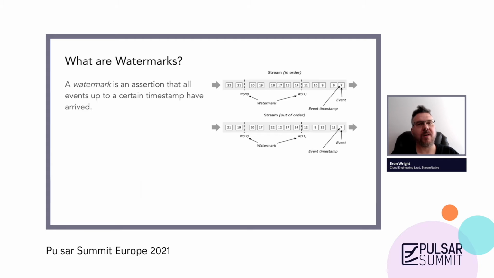Simply put, a watermark is an assertion that all the events up to a certain timestamp have been observed. For example, let's say we have a stream consisting of events, each of which has an event timestamp. Ideally, we observe older events before newer ones. For example, an event at time 7, then 9, then time 10, and so on.